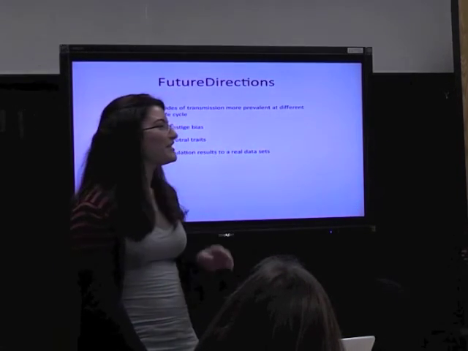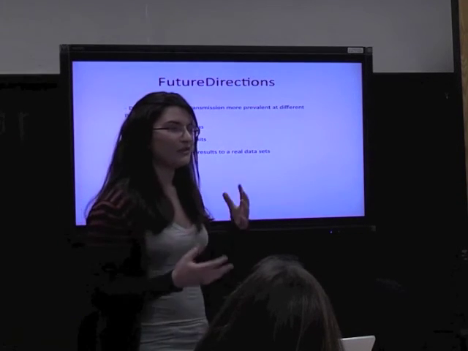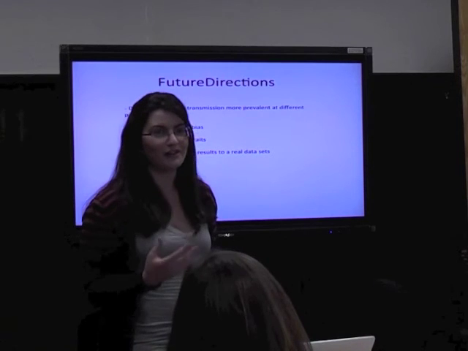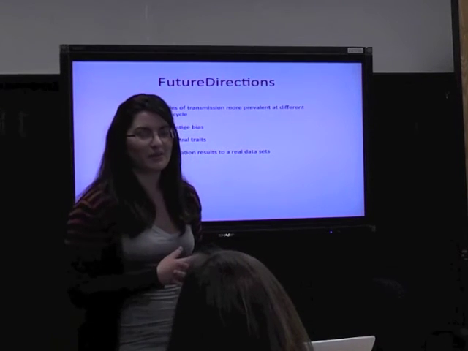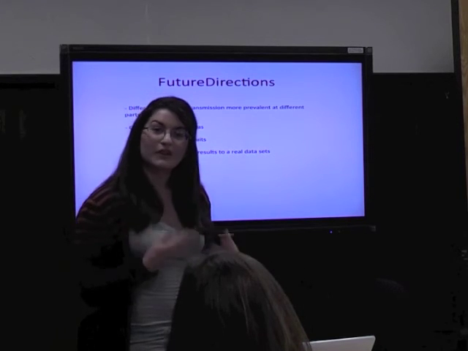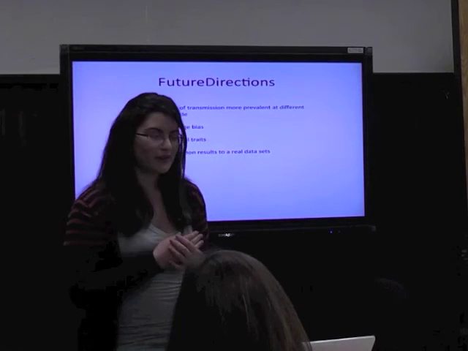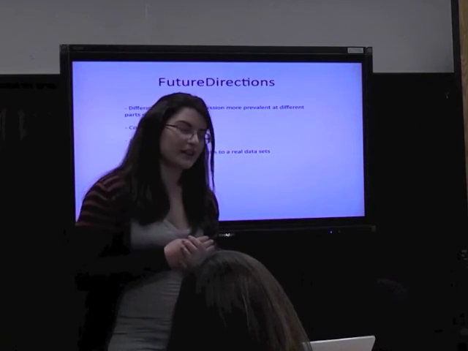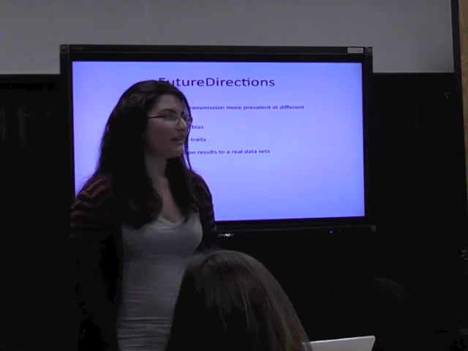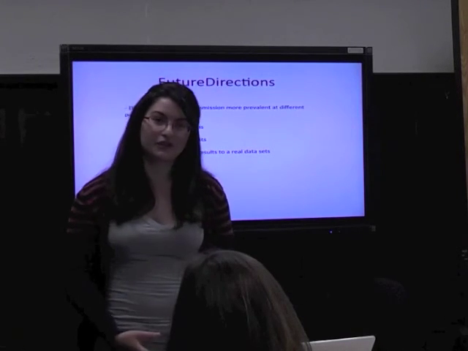So there are a lot of things I'd like to do to expand the model. I'd like to make different modes of transmission more prevalent in different parts of the life cycle, which is something that we think happens in real life. Like children do a lot more vertical transmission, whereas older people do a lot more horizontal transmission. Looking at things like conformity and prestige bias, like copying people who are very successful. Looking at adaptive versus neutral traits.